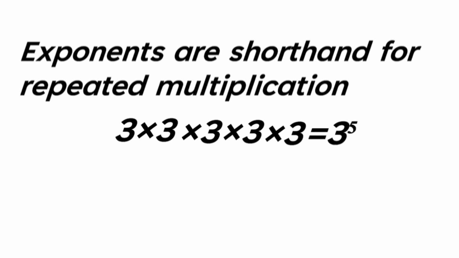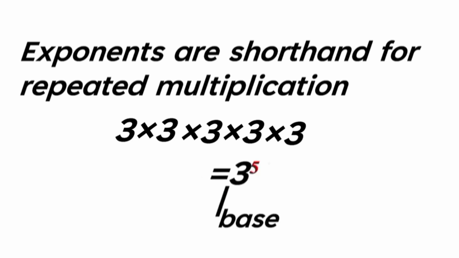For example, we have 3 times 3 times 3, times 3, and times 3 again, which is five 3s. To make this short, we write 3 with a small number 5. 3 to the power 5 is equal to 243. Here, 3 is the base and 5 is the exponent.